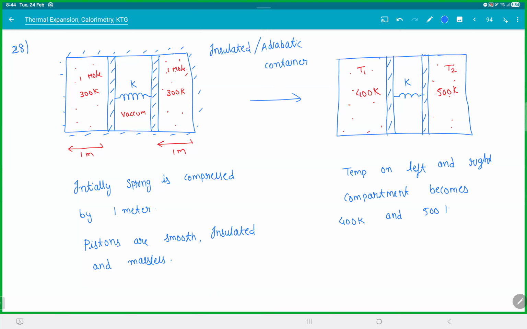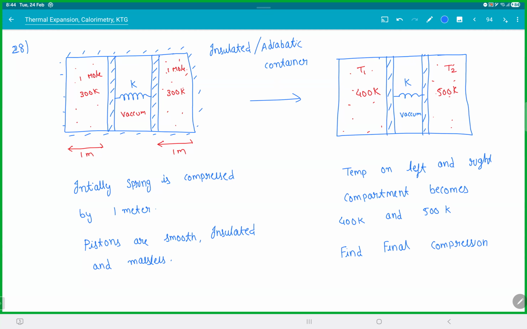Now, when you change the temperature, pressure changes. Something happens and the spring will get compressed. Remember, this gap is still vacuum only. Find the final compression in the spring. Initially, it is 1 meter compressed. Let's see. More than a tough one, it is a lengthy one. Try it. I'll give 3-4 minutes. Let's see how you handle this.